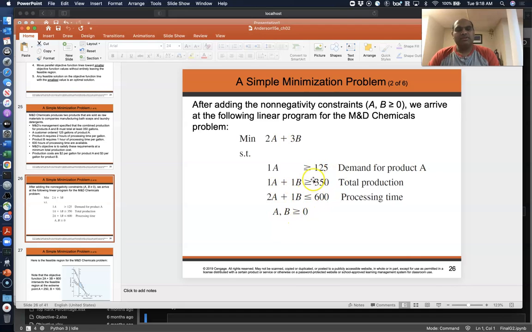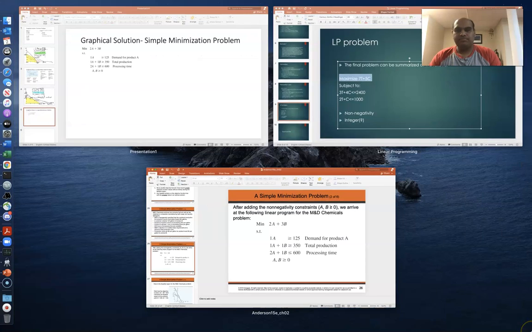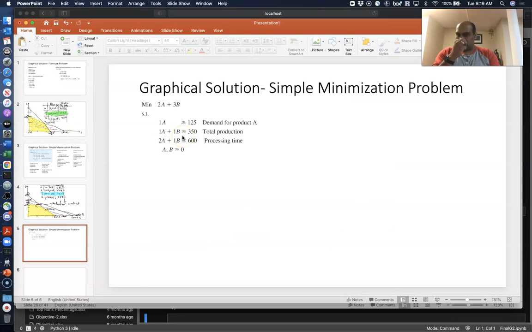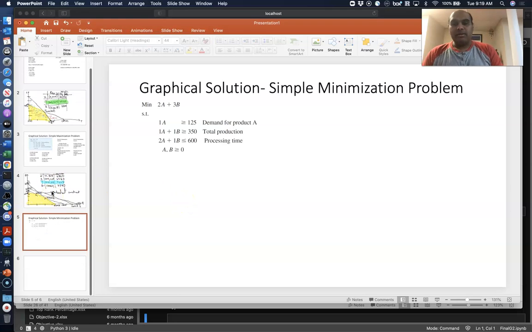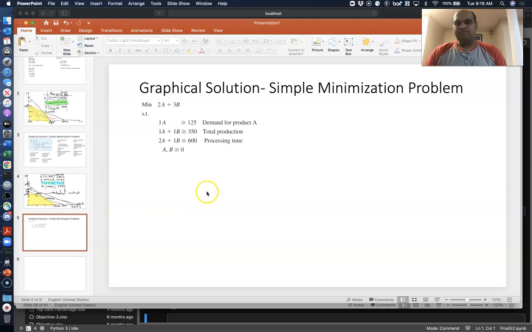Now, these constraints are different from the two other problems that I posted, the furniture problem and the simple maximization problem, because you have a couple of greater than or equal to constraints and a less than or equal to constraint. So let's see what our feasible region ends up looking like, right? As usual, let's begin by figuring out what our endpoints are, and then we'll take it from there.